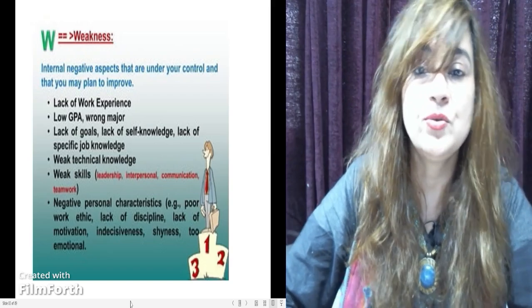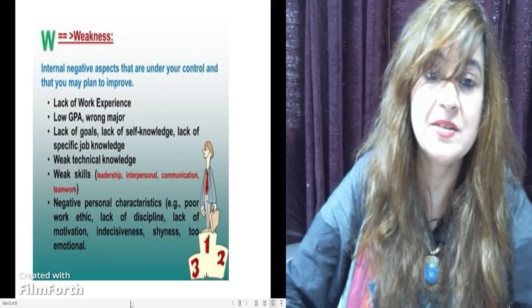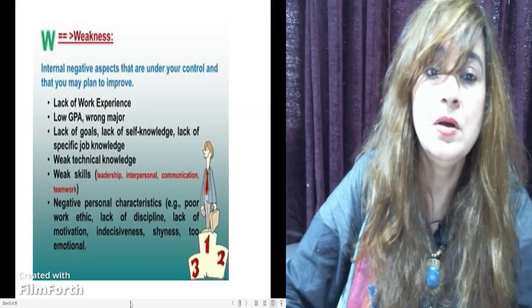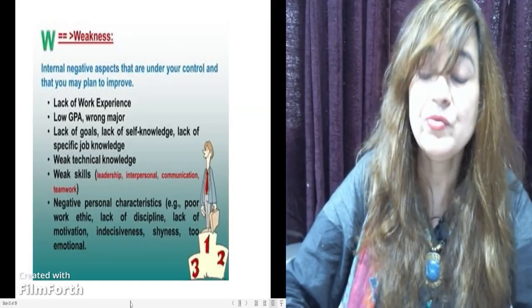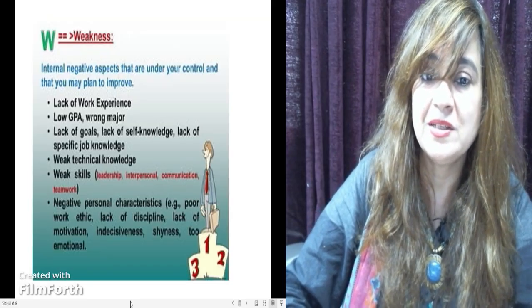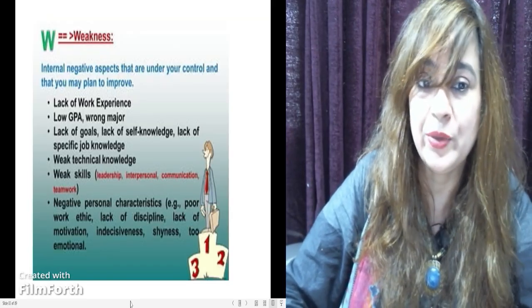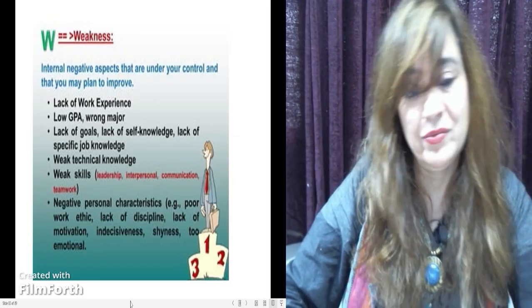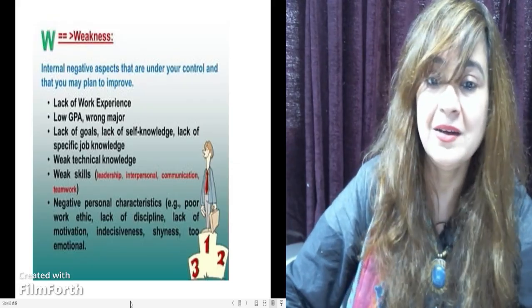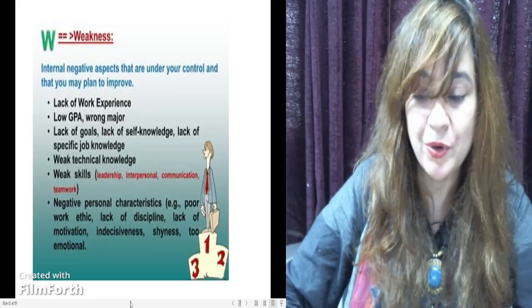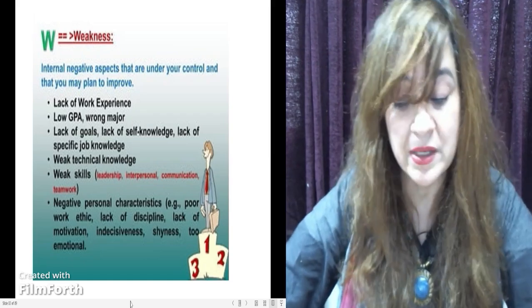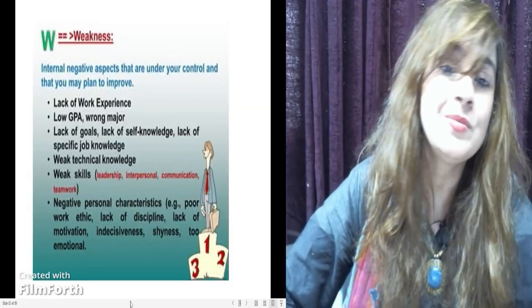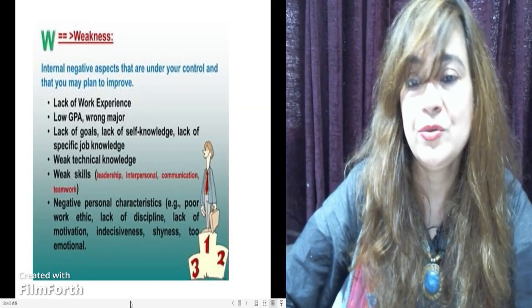So weaknesses have to do with a lack of work experience. Our scores have been very low, lack of goals, lack of self knowledge. So we need to work upon the technical skills, the leadership skills, the interpersonal, the intrapersonal, knowing the within, the negative characteristics that we have, our indecisiveness, or we are shy, the things that we lack and need to work upon. As the saying goes, the more that we know about ourselves, the more of the success ladder we climb, and the less that we know about ourselves, the less we are able to succeed in life.